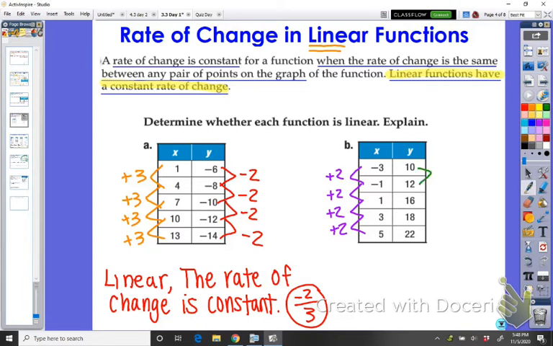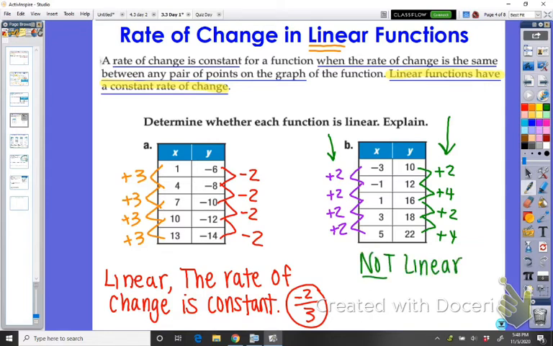So 10 to 12 adds 2. 12 to 16 adds 4. 16 to 18 adds 2. 18 to 22 adds 4. So notice the y values are not the same number. It went up by 2, then it went up by 4, then 2, then 4. That was not constantly the same number like the x's, which always increased by 2. So this is not linear. And you would say the rate of change is not constant.